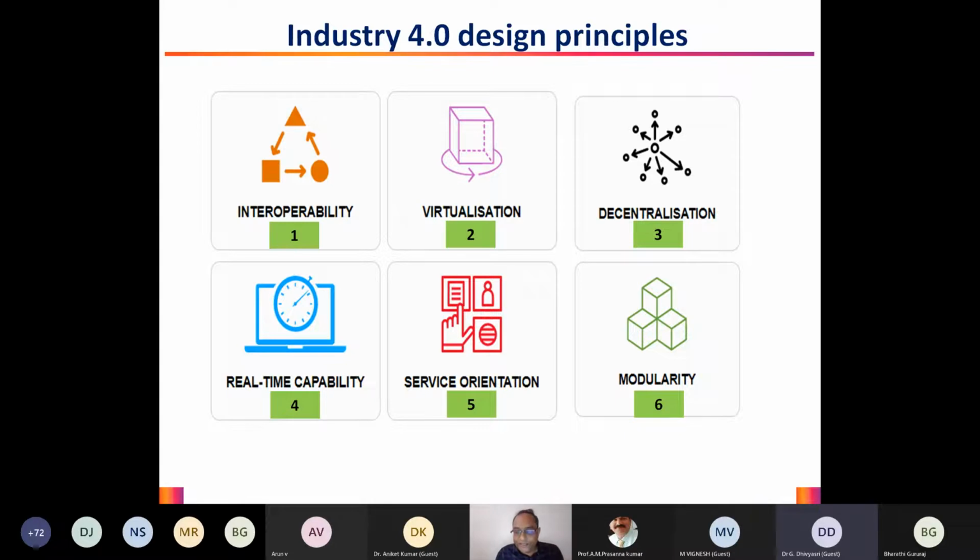Then comes modularity, right? So what is modularity? Again, it is breaking your entire setup into smaller units, so that the people associated with the smaller units can be given the liberty to look at or focus on a particular activity, so that the process will be carried out at a much faster rate, right? So with these design principles, let us try to understand what lies in Industry 4 as far as the underlying technologies are concerned, right?